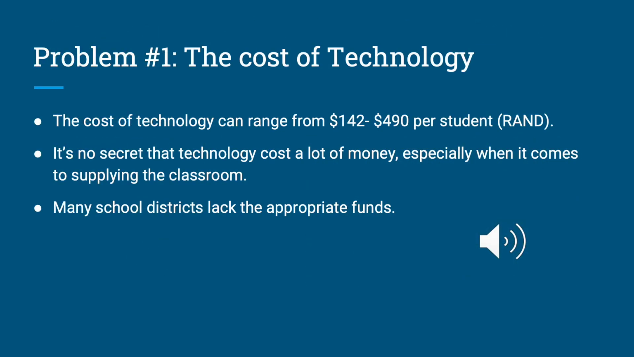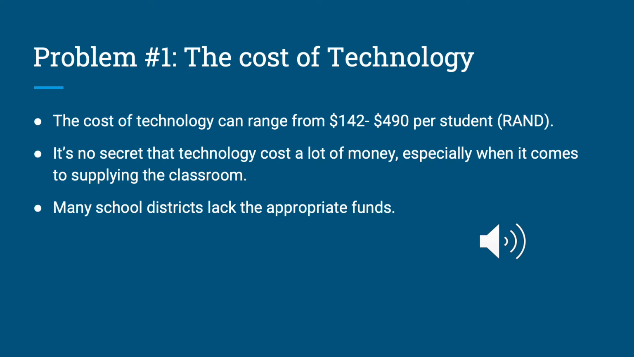The first problem is the cost of technology. The cost of technology can range from $142 to $490 per student. And it's no secret that technology costs a lot of money, especially when it comes to supplying the classrooms. One of the reasons this is the biggest issue is because there is not a good level of equilibrium between classrooms. For example, private schools and low funding schools have a big difference when it comes to technology. And public funding is also an issue because it's not as helpful as many would think it would be.